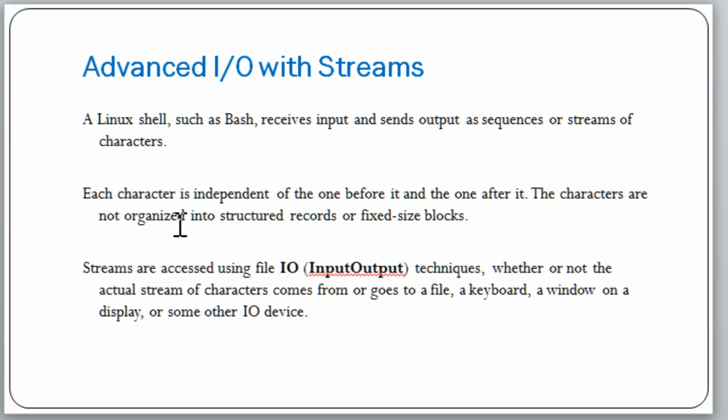Let's go ahead and move on to advanced I/O streams here. So a Linux shell, such as Bash, receives input and sends output as a sequence or stream of characters. Each character is independent of the one before it and the one after it. These characters are not organized into structured records or fixed-size blocks. Streams are accessed using file input-output techniques, whether or not the actual stream of characters comes from or goes to a file, a keyboard, or a window on a display, or some other I/O device.